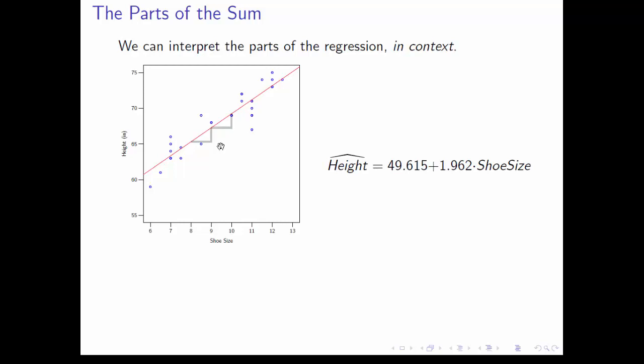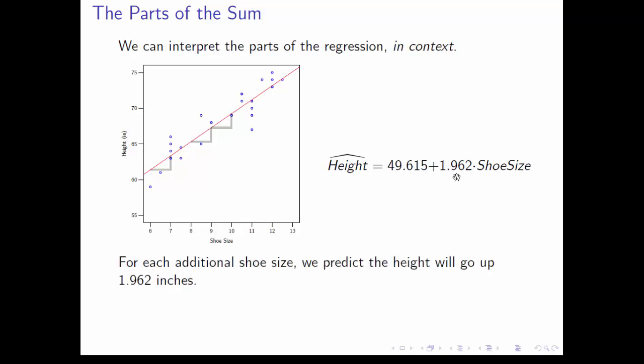Notice those two triangles are exactly the same as this triangle. So every time I go up one shoe size, from 6 to 7 or 8 to 9 or 9 to 10 or 10 to 11, I go up in height a certain number of inches, and that is 1.962. So we can summarize: for each additional shoe size, we predict the height to go up 1.962 inches.